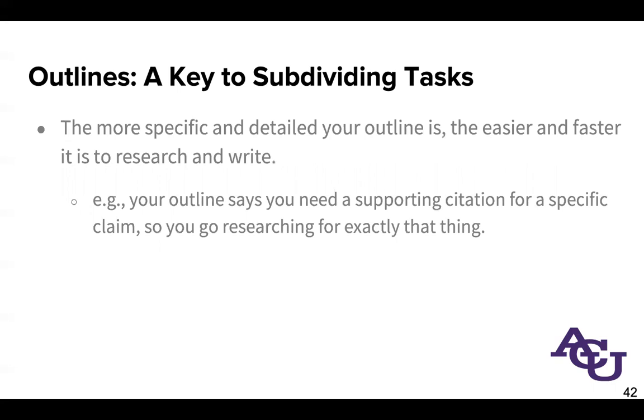Now, the more specific and detailed your outline is, the easier and faster it is to do the research and writing. For example, if your outline says you need a supporting citation for a specific claim, well, you can go researching for exactly that thing. If it says it needs some evidence, you'll probably sit down and then you'll have to read a bit of the context to determine what evidence you need for this.